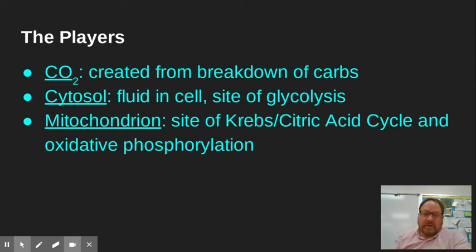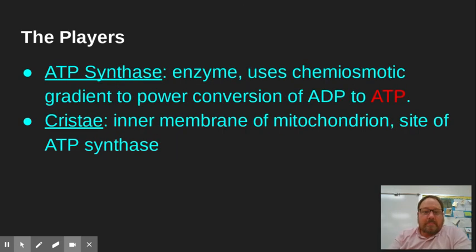The mitochondrion, that is the little squiggly organelle where the Krebs cycle and oxidative phosphorylation take place. That's where the majority of ATP in the body gets made. That's why it gets that nickname.